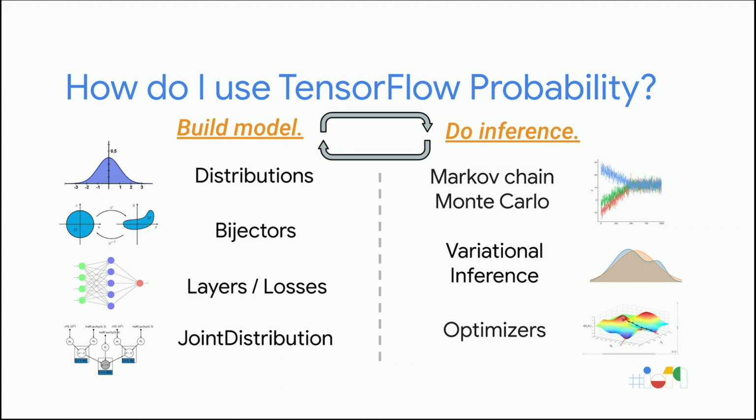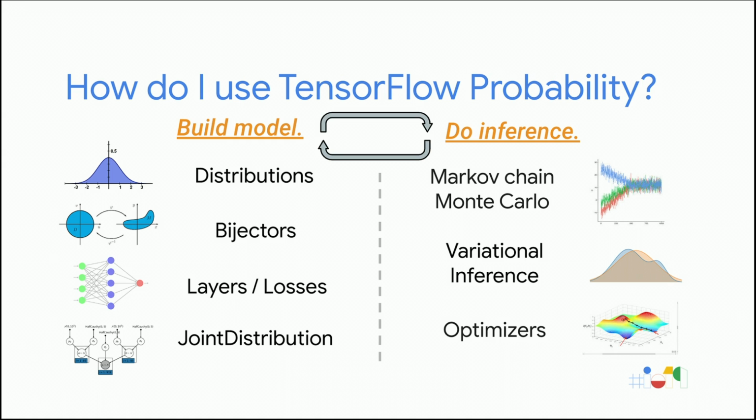And they can range from a simple exponential or logarithm transform to more complicated transforms that combine neural nets with the diffeomorphism. So, for example, masked autoregressive flows, Real NVP, fairly exotic neural densities can be built using bijectors. You saw layers, a few examples of those. We also have a number of losses for making Monte Carlo approximations. And joint distribution is an abstraction for combining multiple random variables as one.